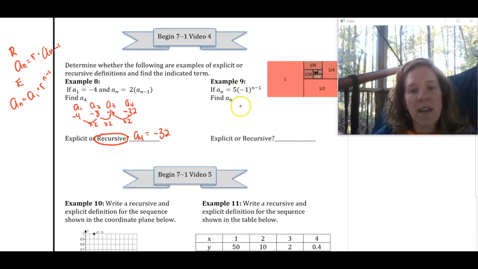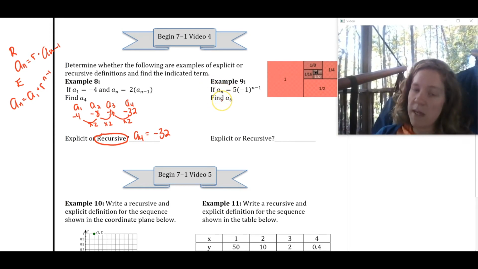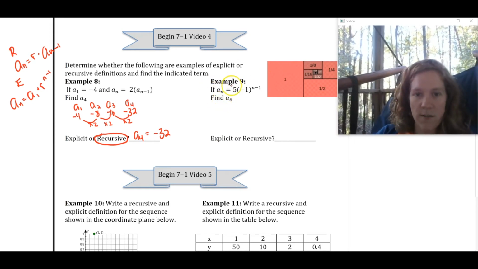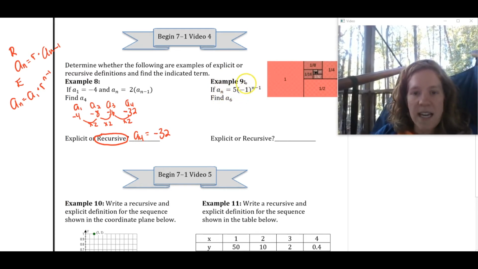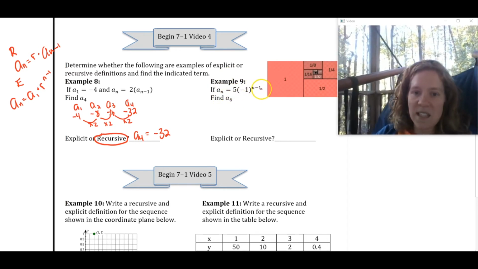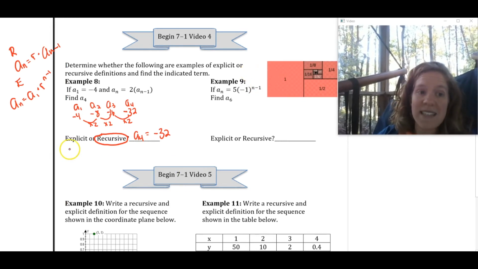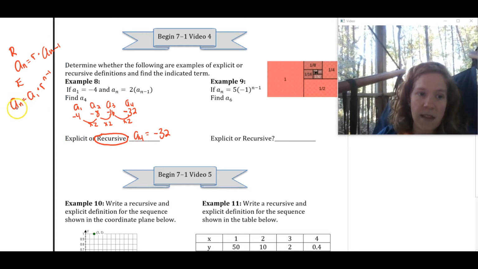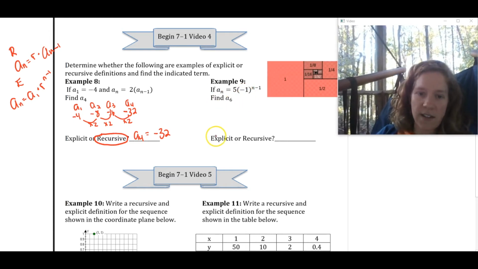All right, in this example I'm not given a first term this time, which means I might not have recursive. The other evidence I have is I've got a sub n and then I've got a number times another number, and then my exponent is n minus 1. The fact that there's an exponent at all means it's got to be the explicit definition. But also, that n minus 1 is no longer a subscript. So this is definitely explicit.